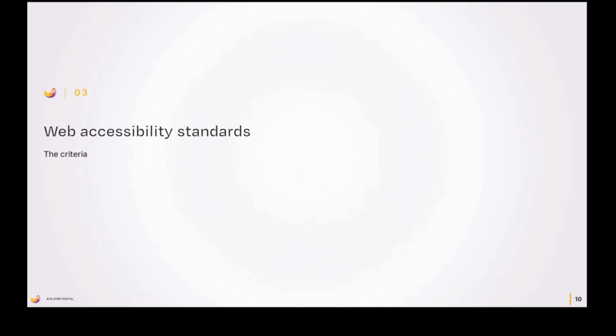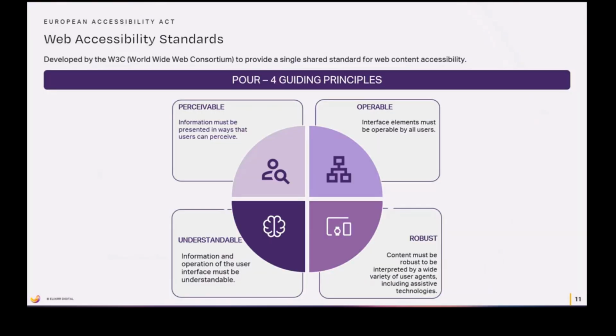So the European Accessibility Act is underpinned by some web accessibility standards, which we'll now go into. So there are 4 guiding principles to work with, which you can use the acronym PAW to remember. So it's perceivable, so information must be presented in ways that users can perceive. So if you were here for the very beginning of the webinar, you might remember that the opening slide, we purposely set that up so that you couldn't properly read it.